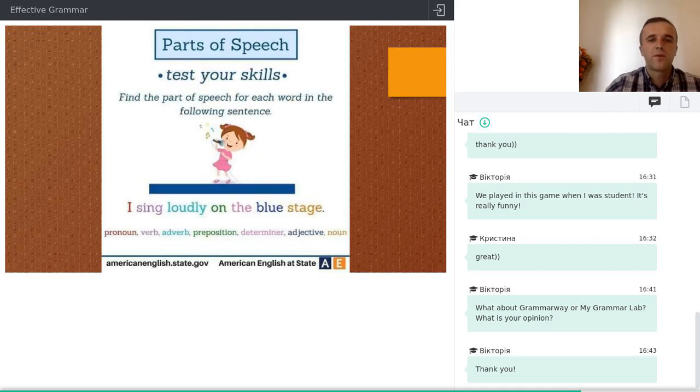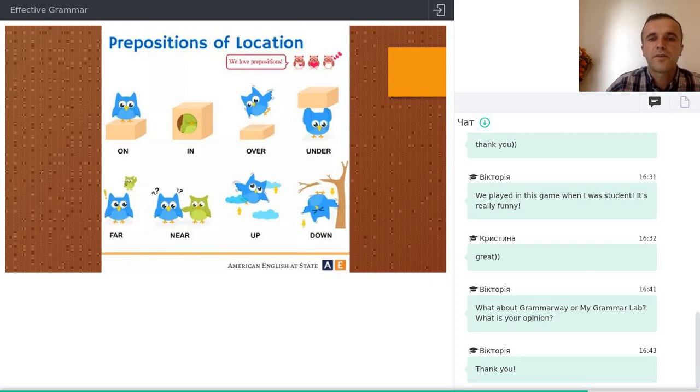Pronouns, the same is with pronouns. And when you have covered all these parts of speech, you can test their skills. You can give them a sentence, for example, I sing loudly on the blue stage, and they have to name all the parts of speech they can see in the image. But don't forget to close the correct variant.